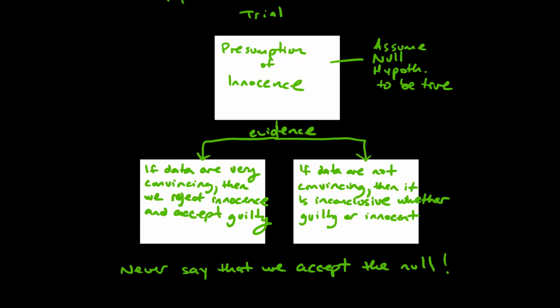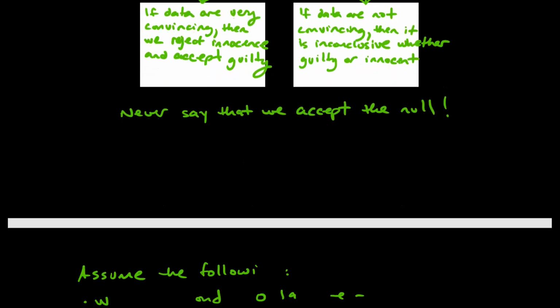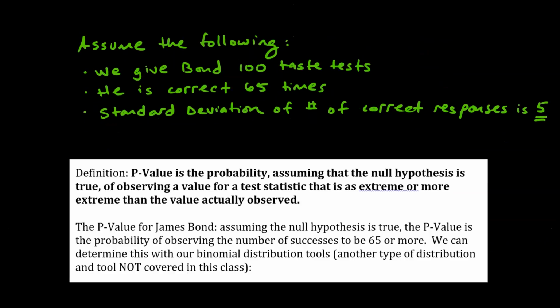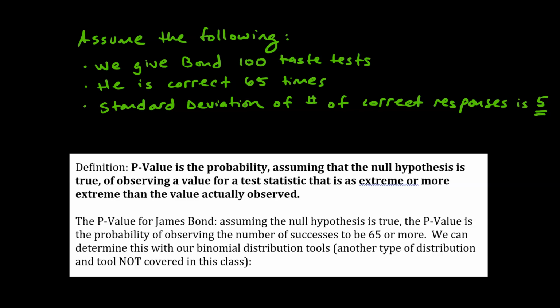Okay, so how are we going to do this in the James Bond example? Let's go down here and let's assume the following. The experiment has taken place. We've given Bond 100 different taste tests, and he's correct 65 out of 100 times. And let's also assume that the standard deviation of the number of correct responses is 5.